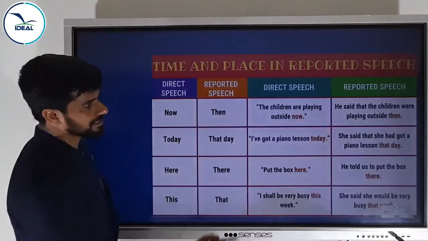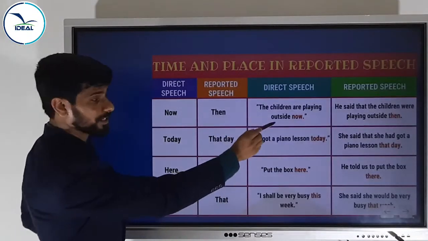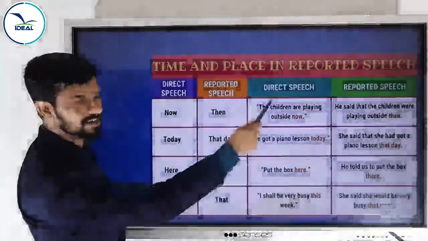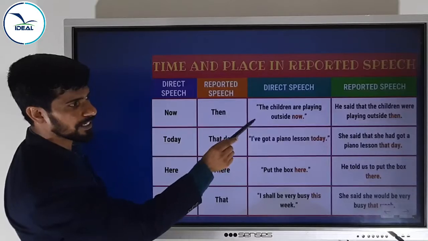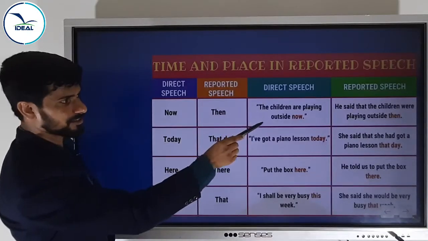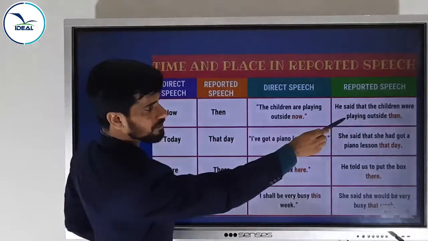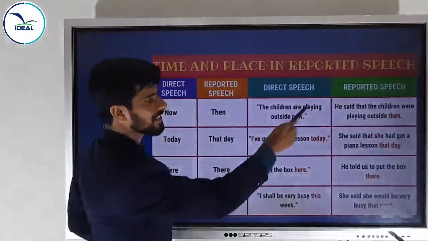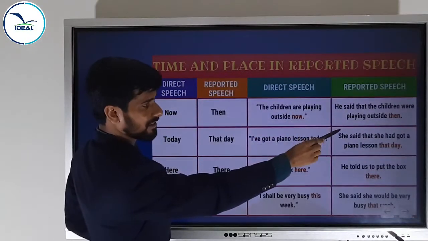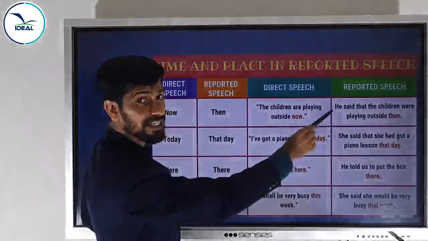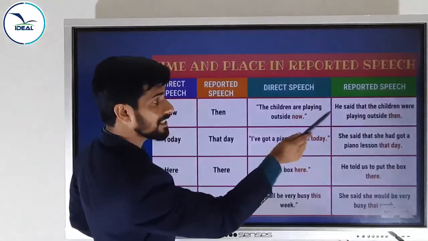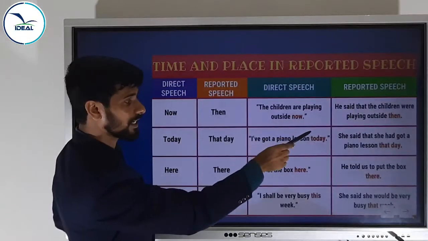For example, "The children are playing outside now." Then how is it converted? He said that the children were playing outside then. Understood? You notice the change, right? "Are" becomes "were", because this is present tense and the other is past tense. So in direct speech, when it is present tense, it is converted to past tense. That's why he said that the children were playing outside then.